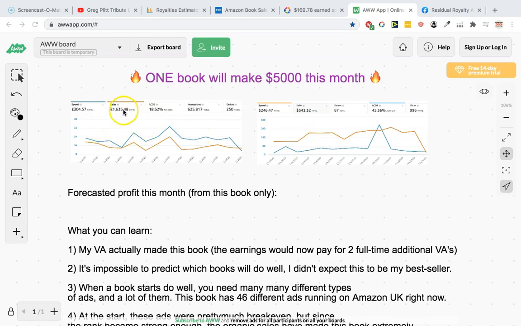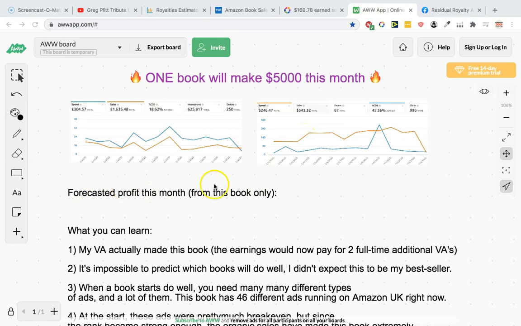You can see this is the Amazon UK ads. So I've spent £304 with an 18% ACOS, which is 250 orders, which is pretty amazing. This one is far less profitable, $246 spent for only 67 orders with a 45% ACOS. I'll explain why I'm still leaving these ones on in a minute.